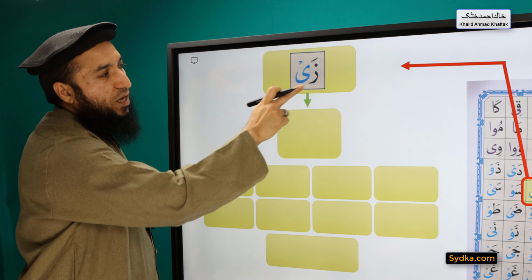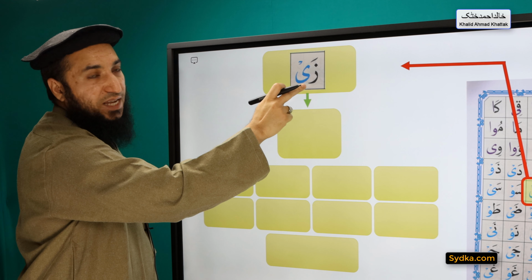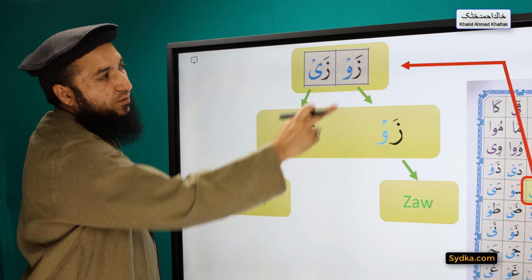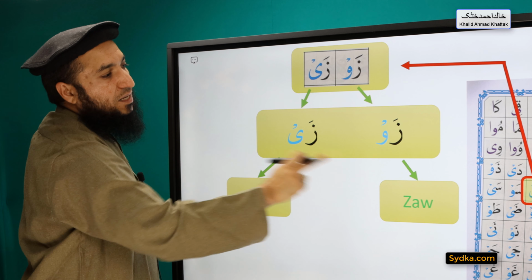The next syllable we have is Za Fatha Ya Sukoon Zay. So Za is a light letter. It has Fatha on top of it. It is followed by Ya, and Ya has a Sukoon. Za Fatha Ya Sukoon Zay. Now we have Zaw Zay.